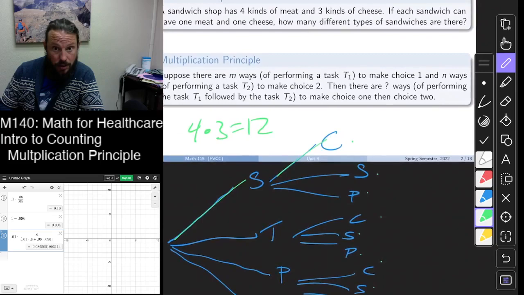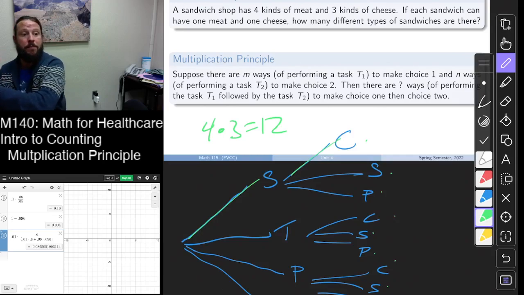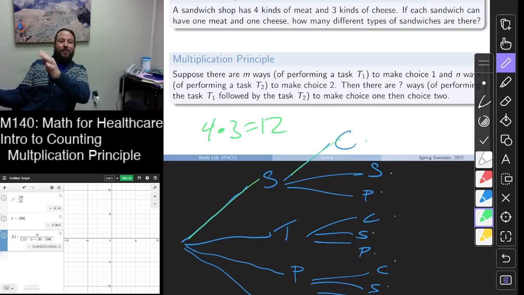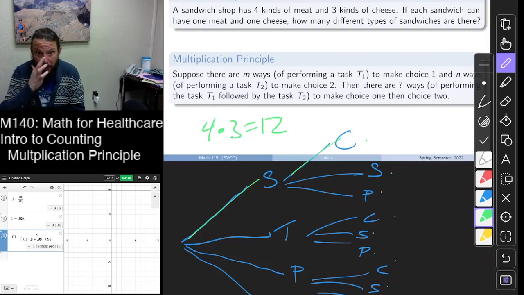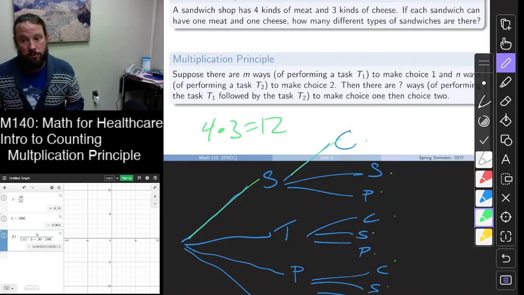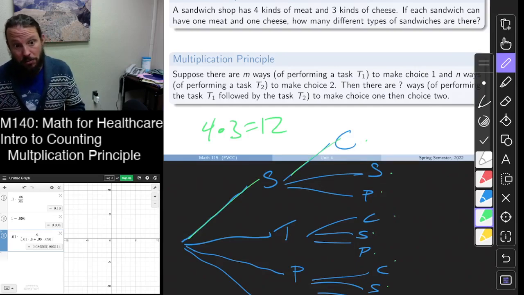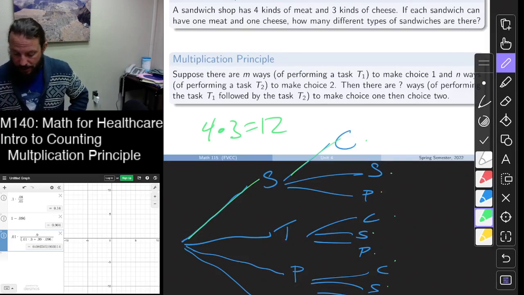Stated in all its glory, it says: suppose there are m ways of performing task 1. So we have m branches at first. And then task 2 would be like our cheese. We have n ways for that. And how do we combine them? We multiply the two. That's called the multiplication principle. It's basically when you could say, for each one of these, there's this many others. And notice it also goes with intersection, just like down the whole path, we multiplied down it. It's the same idea.